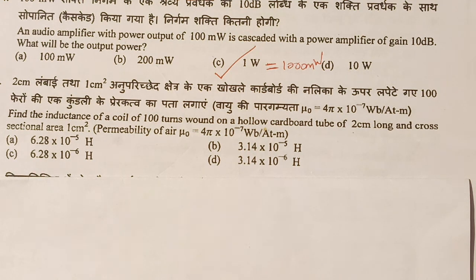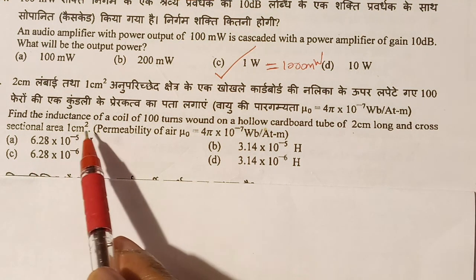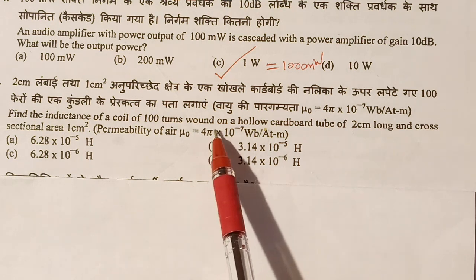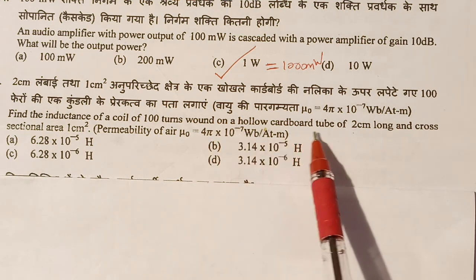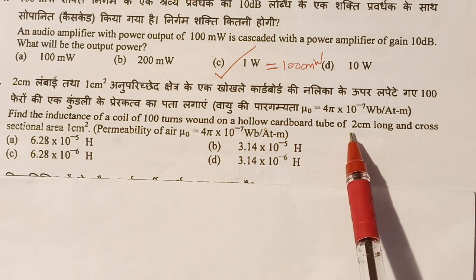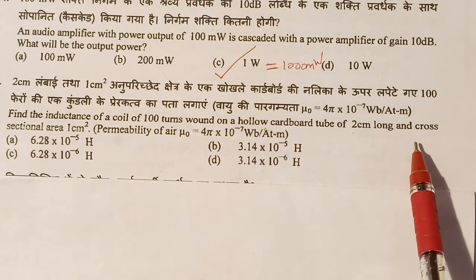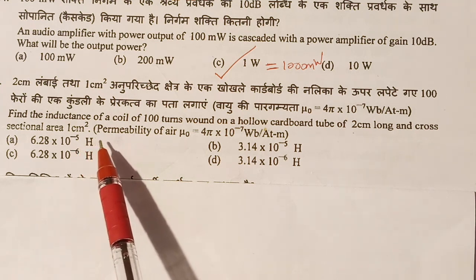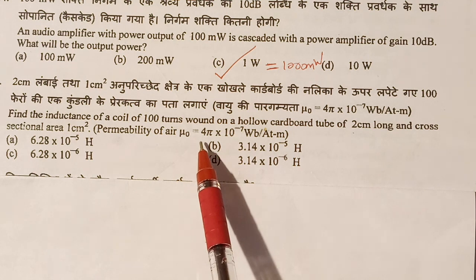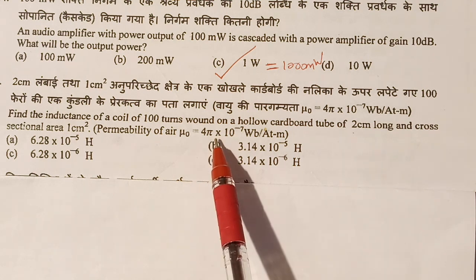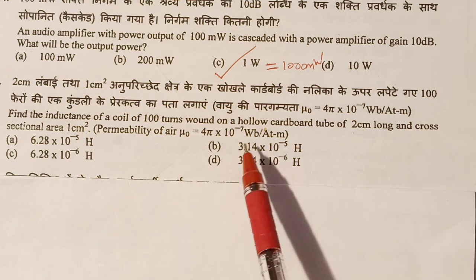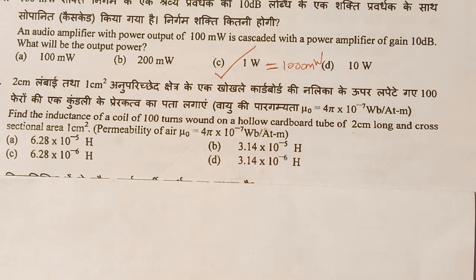Question number 45. Find the inductance of a coil of 100 turns wound on a hollow cardboard tube of 2 cm long and cross-sectional area 1 cm square. Permeability of air is given as mu naught equal to 4 pi multiplied by 10 to the power minus 7 Weber per ampere turn meter. So we have to calculate the inductance.